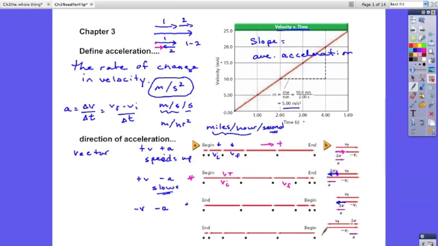And I guess you could guess this one. It's got a negative velocity, it's heading in the negative direction, and it's slowing down, the dots are getting closer together, and sure enough, that would be a negative velocity with a positive acceleration.